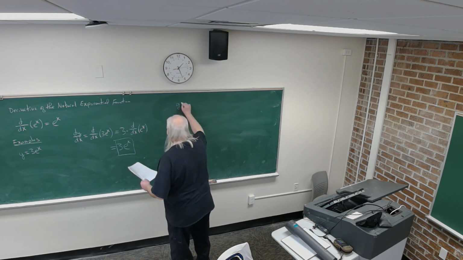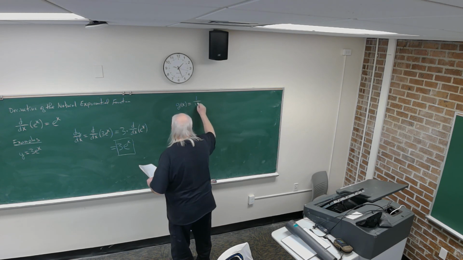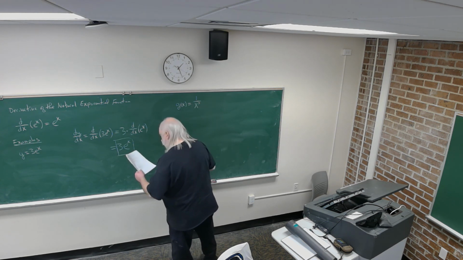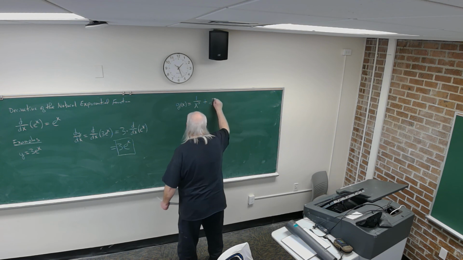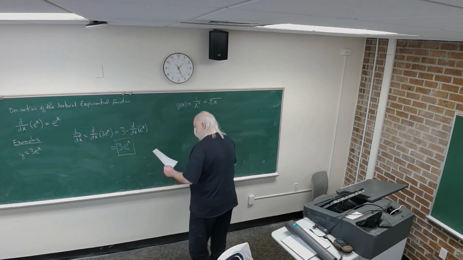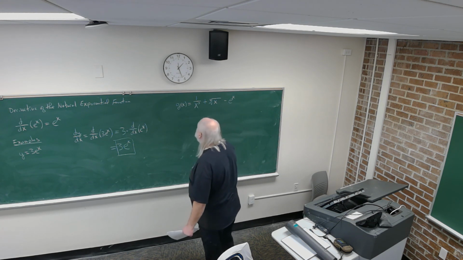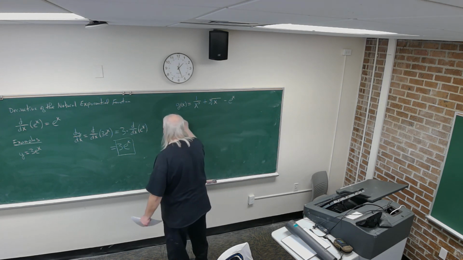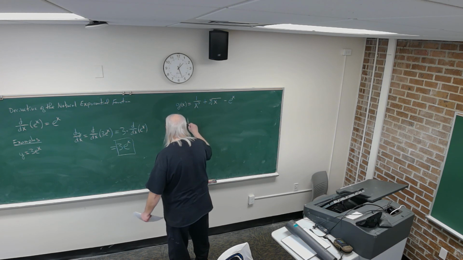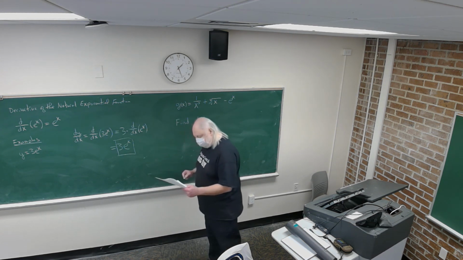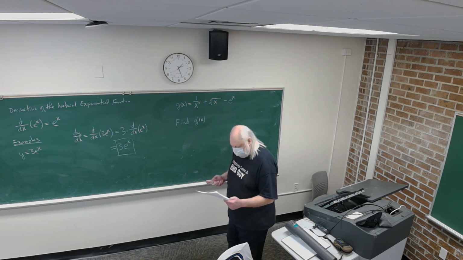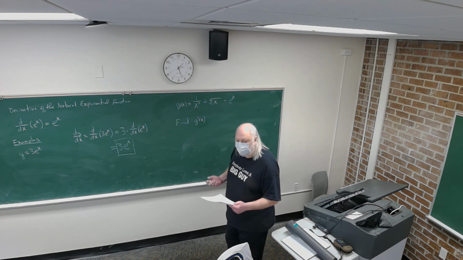g of x is equal to 1 over x cubed plus the 4th root of x minus e to the x. Your assignment tonight is to find g prime of x. We'll compare answers first thing tomorrow. Okay. So I'll see you tomorrow.